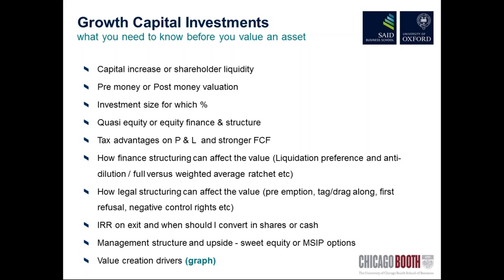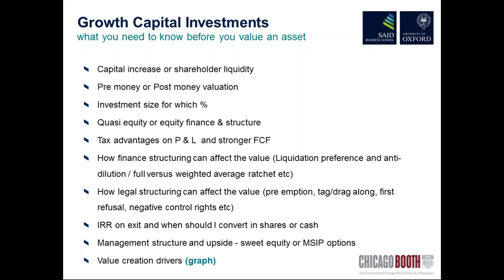Then how you structure the growth capital investment, are you structuring ordinary shares? Are you structuring with preferred ordinary shares with a dividend coupon and ordinary shares? Will you structure it with a shareholder loan with an interest rate and ordinary shares? Will you do it with a convertible bond and ordinary shares? The tax advantages on P&L and the stronger free cash flow.